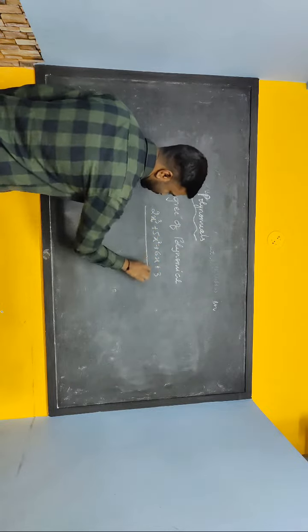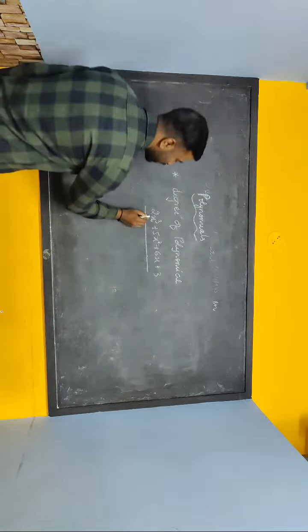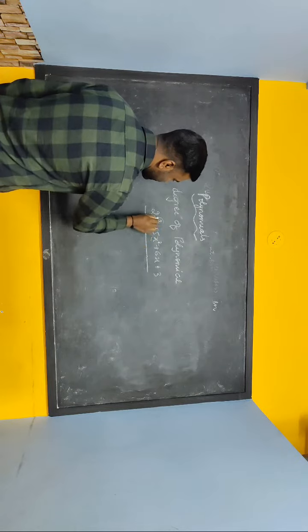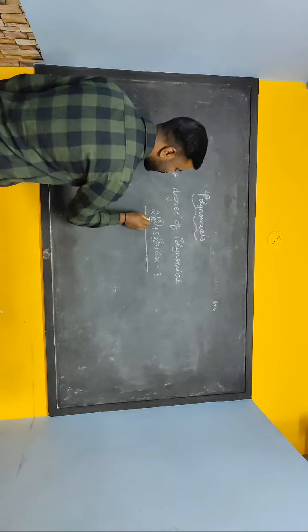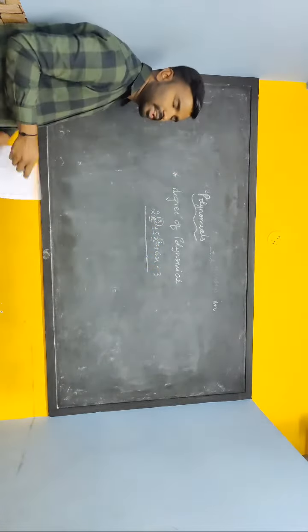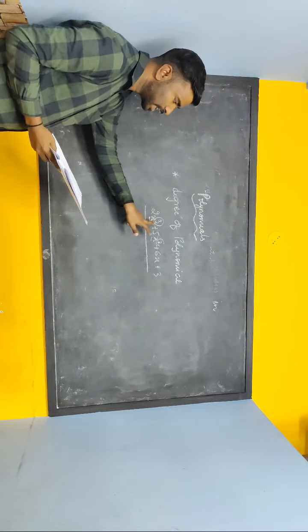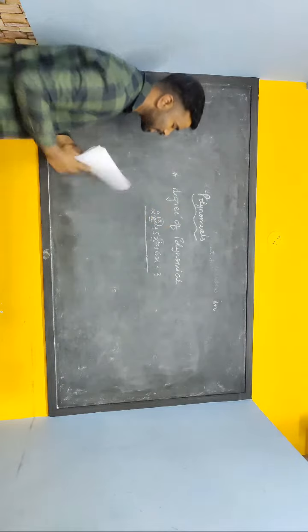See, this is for the given polynomial, that is p of x. For the variable x, what is the highest power? The variable x, we have the powers 3, 2, 1 and 0. Therefore, the highest power is 3 here. Therefore, the degree of the polynomial is 3.